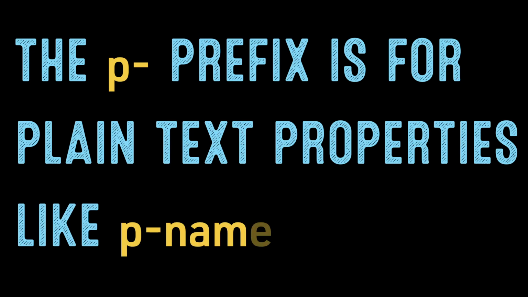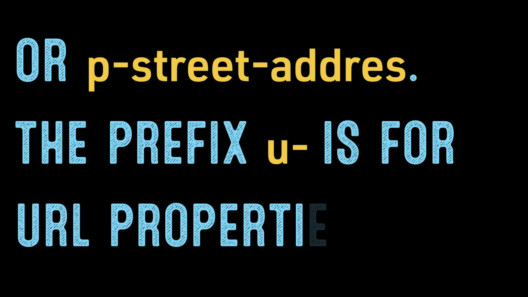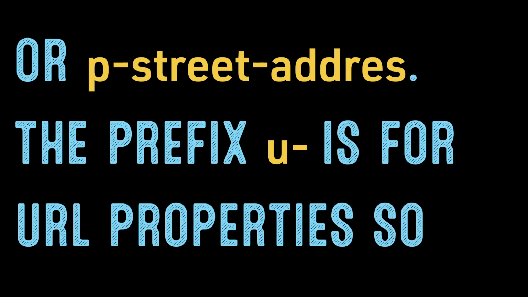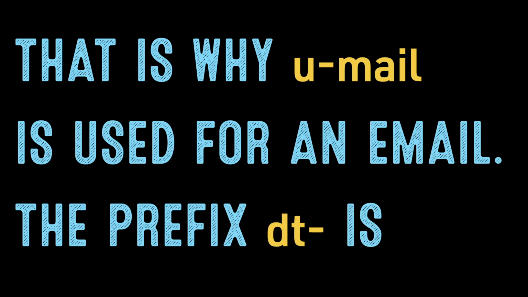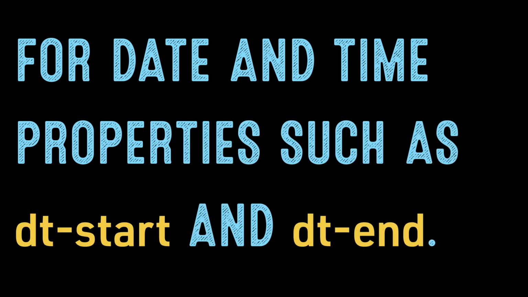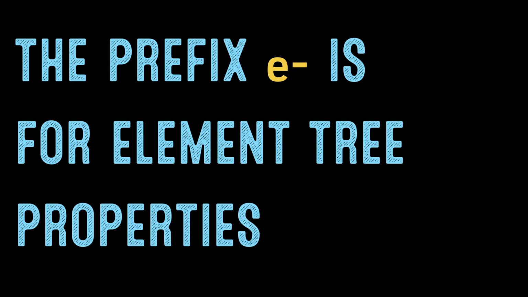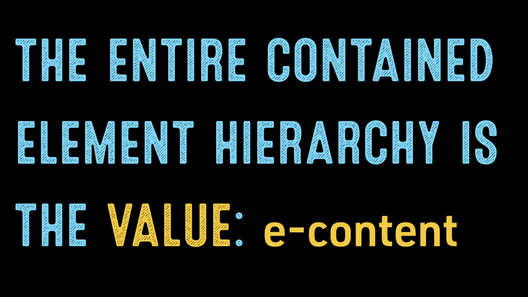The p prefix is for plain text properties like p-name or p-street-address. The prefix u is for URL properties, so that is why u-email is used for an email. The prefix dt is for date and time properties such as dt-start and dt-end. The prefix e is for element tree properties where the entire contained element hierarchy is the value, ergo e-content.